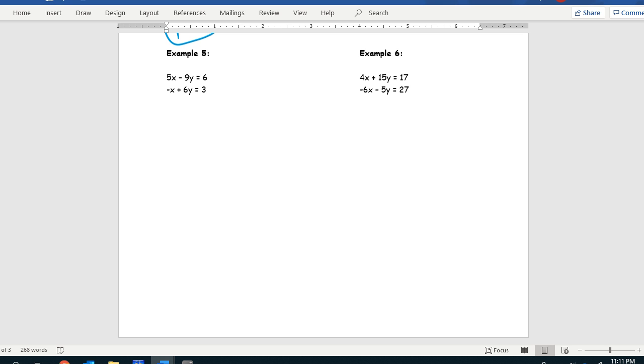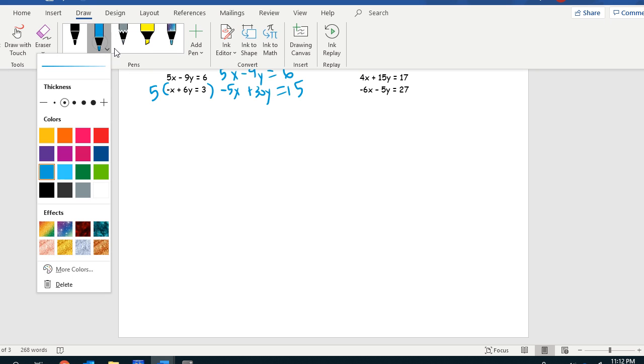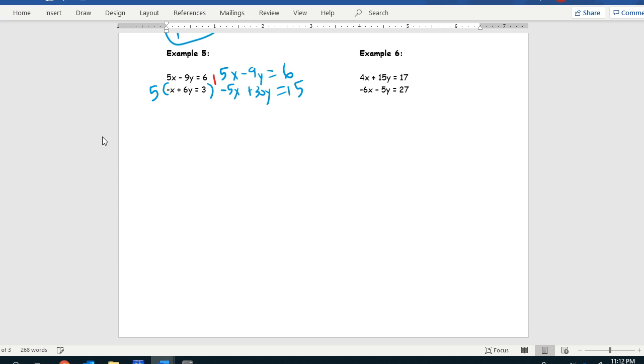I couldn't turn 6 into 9 through multiplication without using a fraction, and we don't really want to do that if we can avoid that. So we're going to multiply this entire bottom row by 5. So the top row stays as is, 5x minus 9y equals 6. And now the bottom row, when we distribute, becomes -5x, 5 times 6y, 30y, 5 times 3, 15. All right, so now that we've created these opposite coefficients here, 5 and -5, we are ready to add these two equations together and do some eliminating.